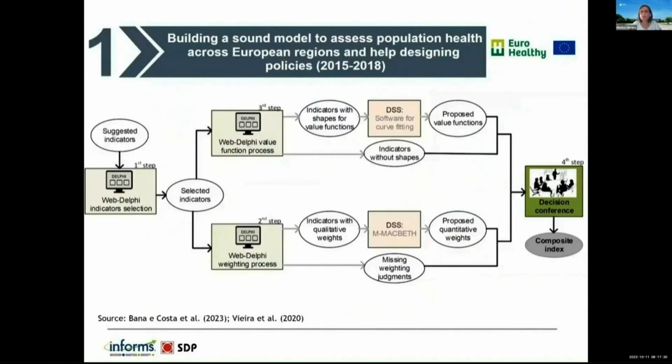So, in the European project, we had the challenge of embedding a large number of people in building a model to evaluate population health, and all those people were located in different countries. They were specialized in different areas of population health, and we wanted to use sound methods to inform multi-criteria modeling. And we have devised different types of online processes to inform indicator selection, select value functions, understanding qualitative weights, and that was set to inform a decision conference with a smaller number of people.